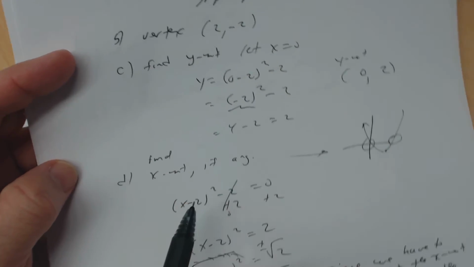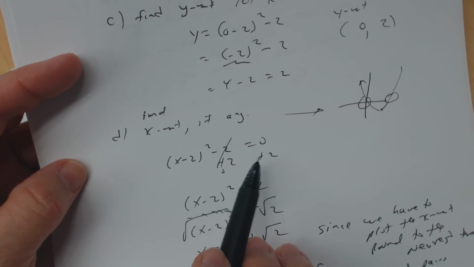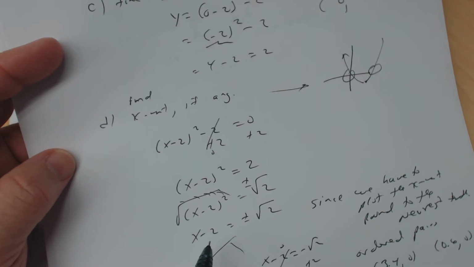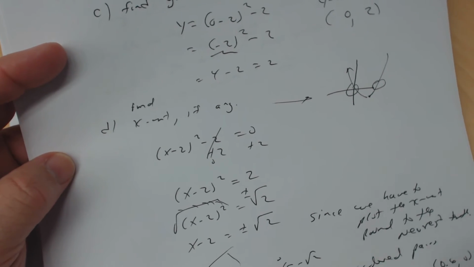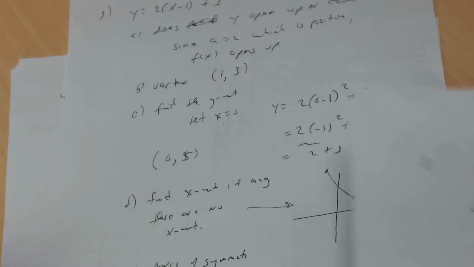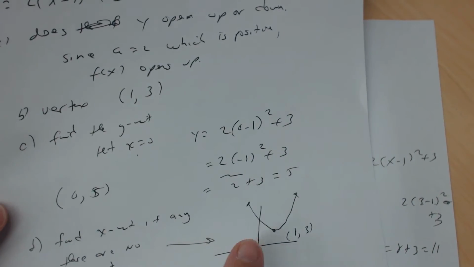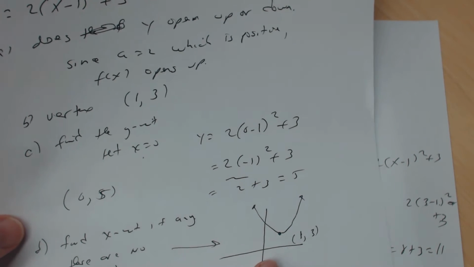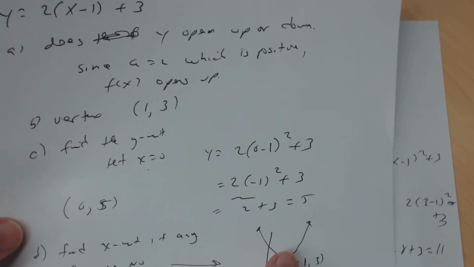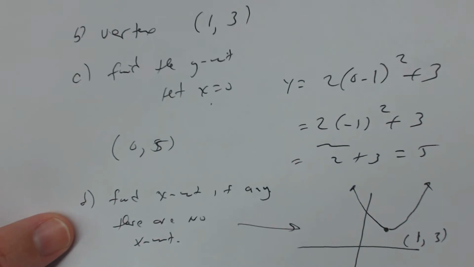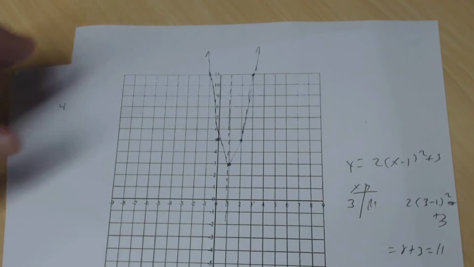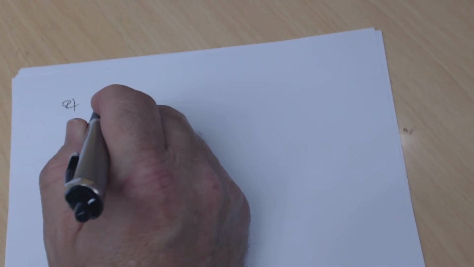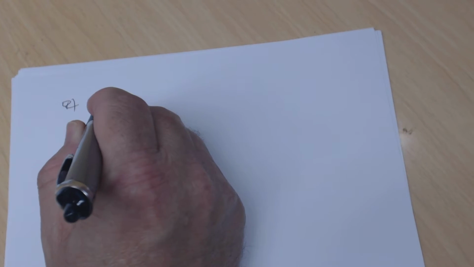When I found it here, I brought the 2 over and took the square root of both sides. I got x minus 2 equals plus or minus square root of 2, and then I went from there. But in this case, I want you to notice something. If for some reason you did not do this part, or you're not sure how to do this part, which you should be sure, but let's say you're not, and you set f of x equal to 0, here's what you would get. So you need to understand this. So find the x-intercepts.